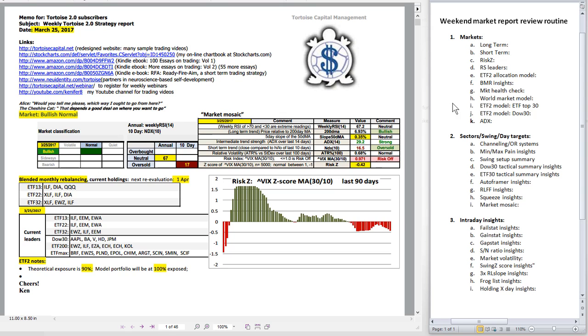The first section really is dealing with the condition of the market and some of the broad tendencies and posture and structure. In the middle section, this is where I'm looking at a combination of sectors and swing trade candidates and daily targets through a variety of lenses like channeling and overreaction and swing patterns and so forth. And then I review pretty briefly what I would call intraday insights or one-day market condition checks that help set me up for my preparation for the next trading day.